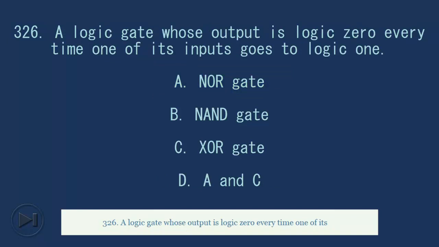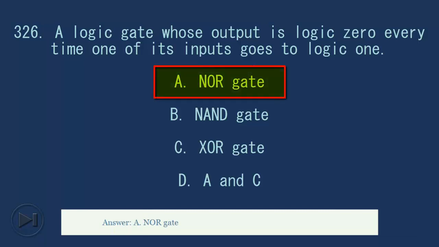326. A logic gate whose output is logic 0 every time one of its inputs goes to logic 1. A. NOR gate. B. NAND gate. C. XOR gate. D. A and C. Answer, A. NOR gate.